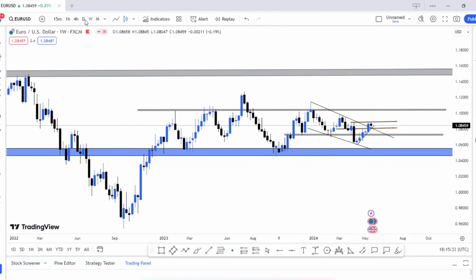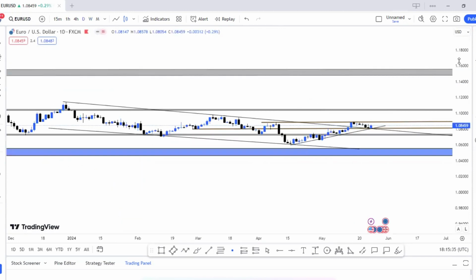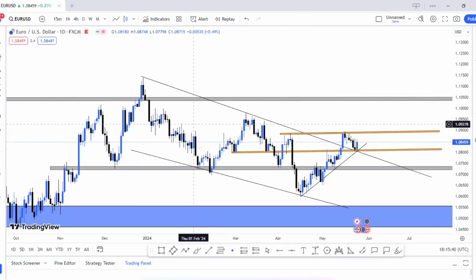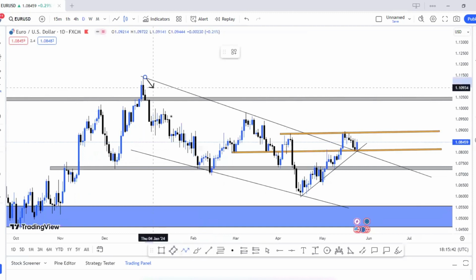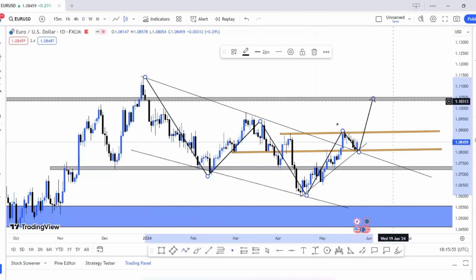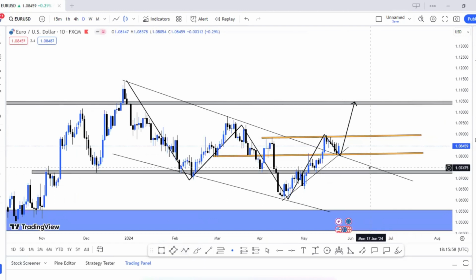So scaling down to the daily time frame, we can see the flag very well. You can see we have a push down, up, down, and now we already clear the flag. We are out of the flag, and now we are having a retest on this flag, and then looking more like we are heading upward to 1.10500 on Euro USD.